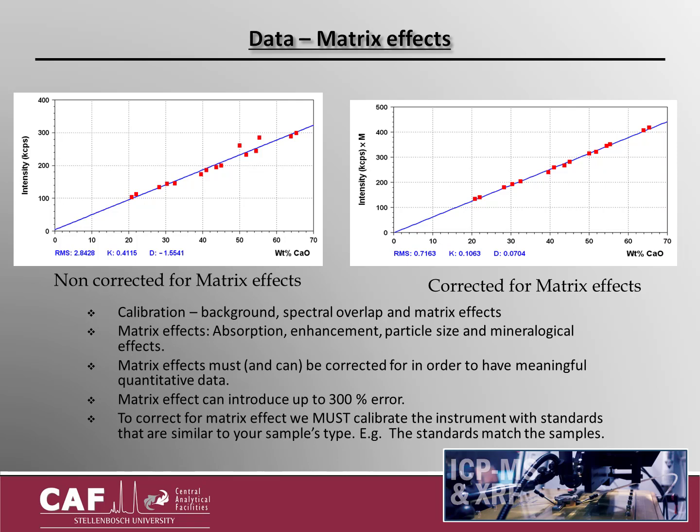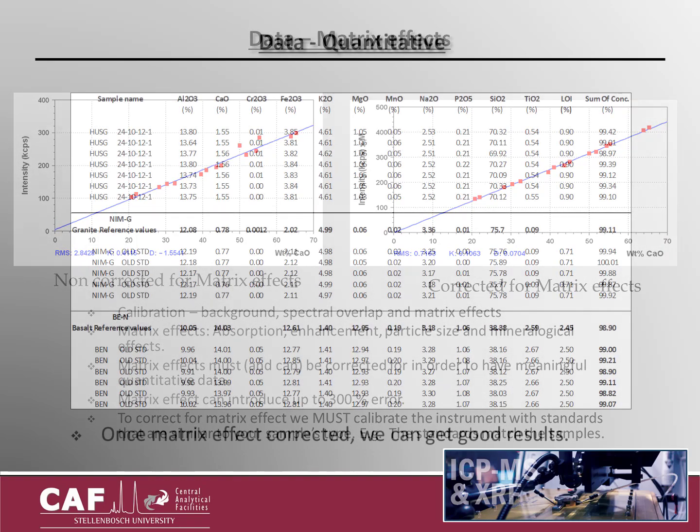Matrix correction can also be applied by a variety of correction models, which will correct for the absorption and enhancement of analyte lines. Particle size and mineralogical effect can also be eliminated with correct sample preparation of a finely milled sample, matrix matching the sample and the standards used in the calibration, and using fused beads.